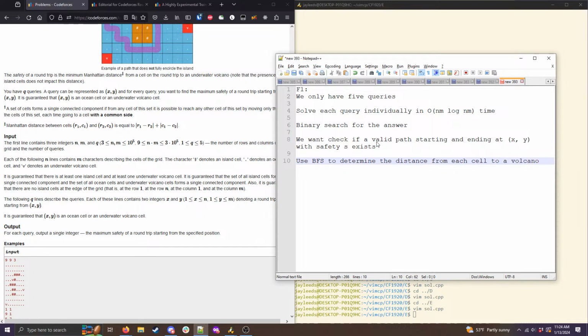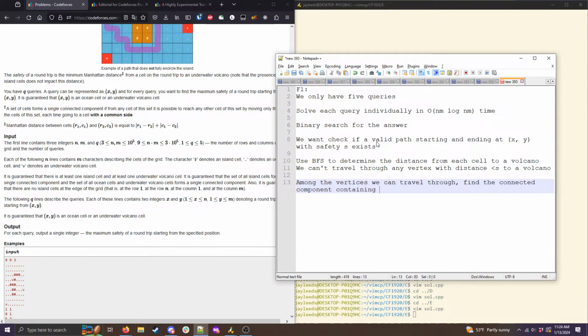cell to a volcano. Because in order to have safety S, we can't travel through any vertex with distance less than S to a volcano. Now, among the vertices we can travel through, we're going to find the connected component containing x, y. And it turns out we can just use a BFS or similar to construct a round trip visiting every vertex in this connected component.